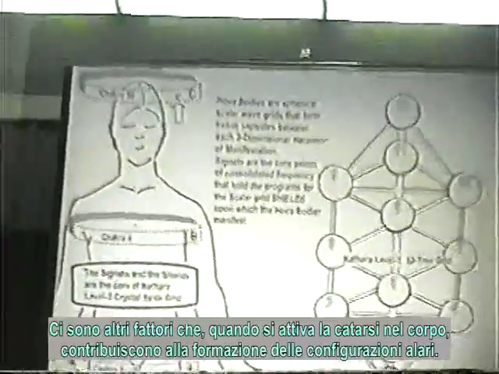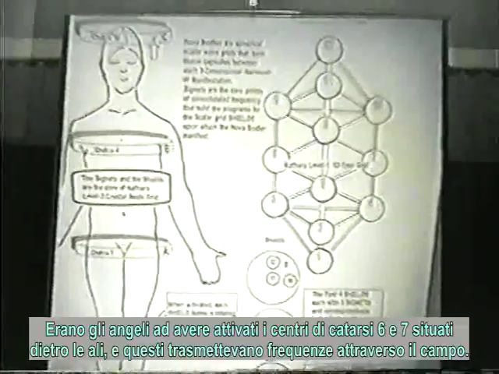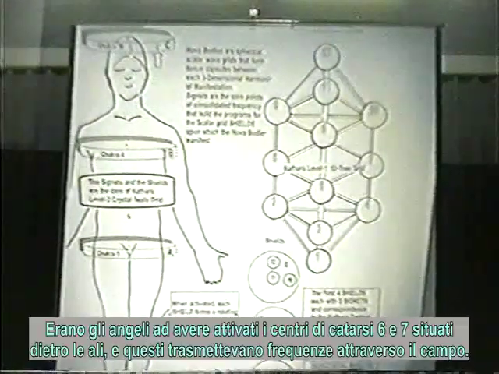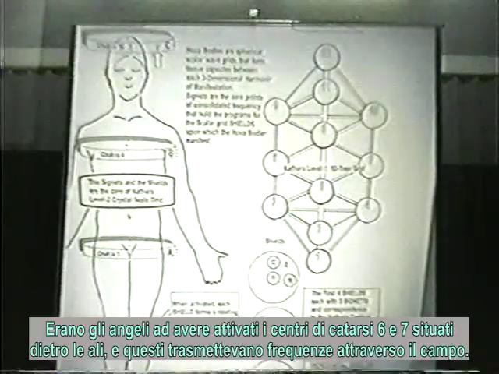There are other things when you activate cathara centers in the body that create the wing configurations. The angels were the ones who had those cathara centers 6 and 7 that are located back behind the wings activated, and they were transmitting frequency through the field.